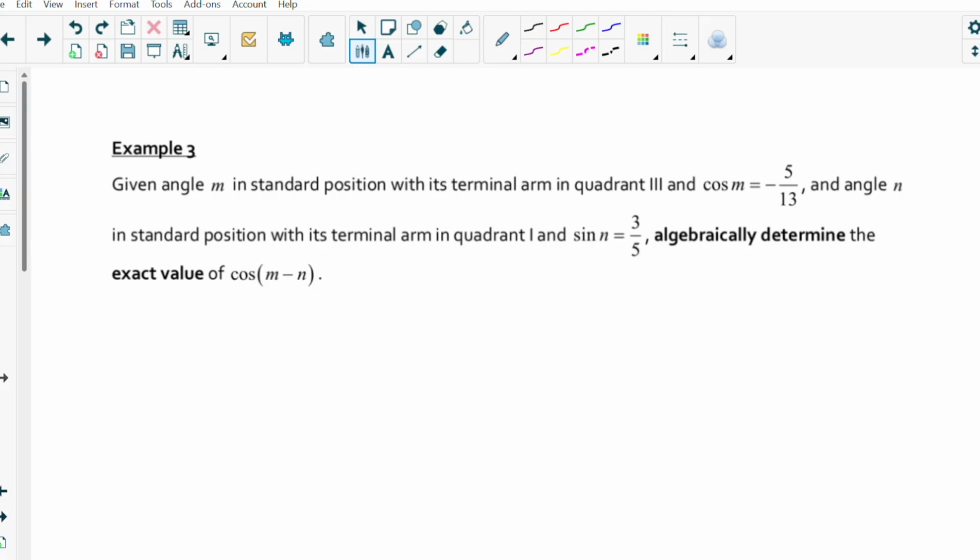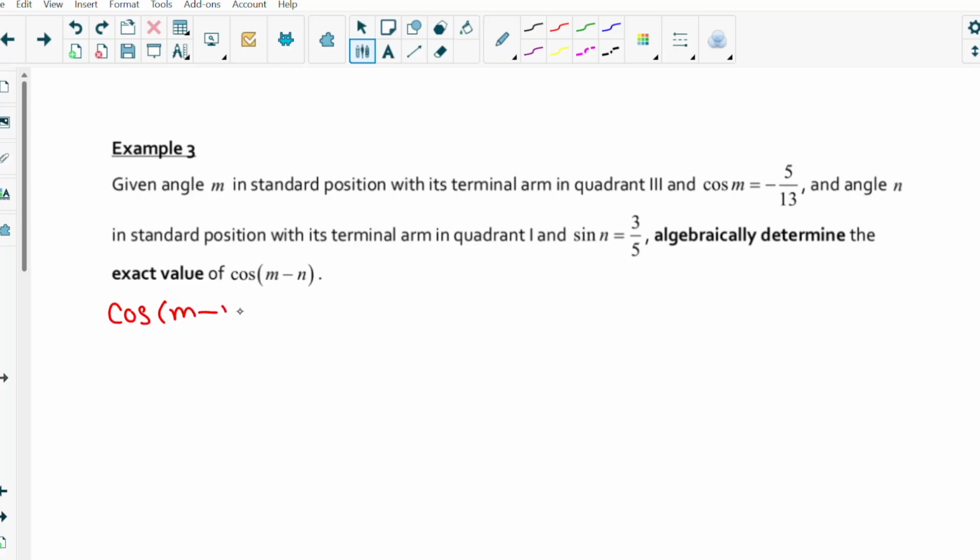Okay, example 3. Given angle M in standard position with its terminal arm in quadrant 3 and cosine of M equals negative 5 over 13, and angle N in standard position with its terminal arm in quadrant 1 and sine of N equals 3/5, algebraically determine the exact value of cosine of M minus N. Wow, okay.